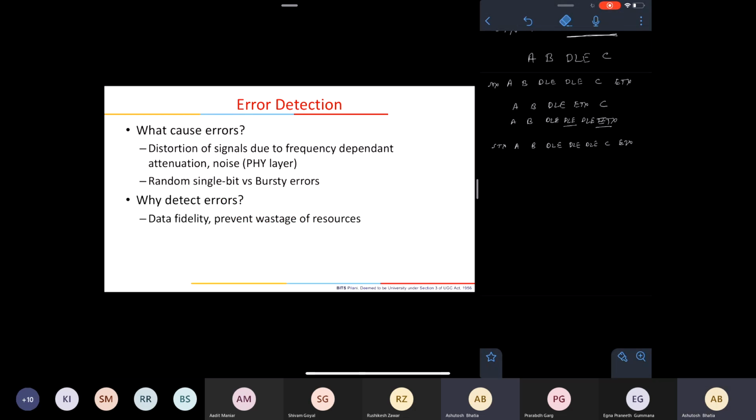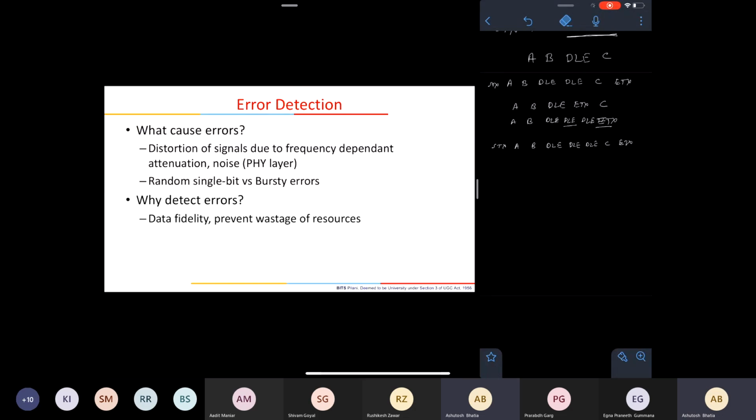So let's go with error detection. In general, we call it error control. Error control encompasses two things: error detection as well as error correction. Because ultimately, you first have to detect whether something is in error, and only then decide whether you want to go for correction. There are different ways of correcting the error, but at the end of the day, if it is required, you have to correct it. Now first of all, what causes errors?